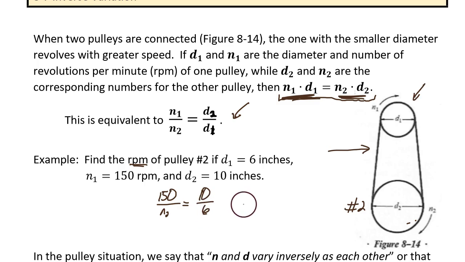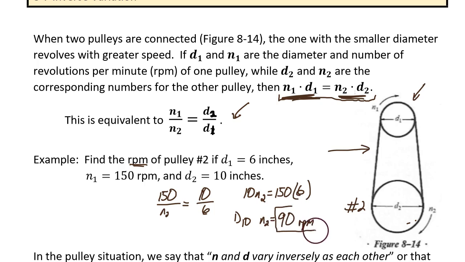Now solve this, perhaps using cross multiplication. So 10 times N2 is equal to 150 times 6. Divide both sides by 10 to get an answer for N sub 2. This turns out to be 90. And the letter N was representing revolutions per minute, so it's 90 RPMs. When pulley number 1, the smaller pulley, is turning at 150 RPMs, pulley number 2, the larger pulley, is turning at 90 RPMs.